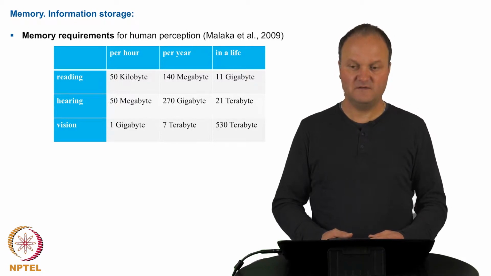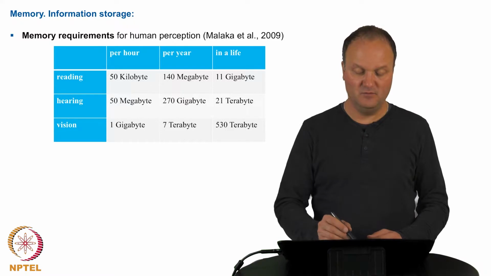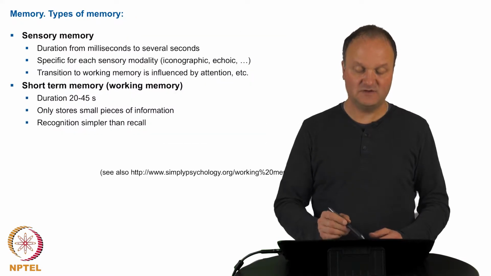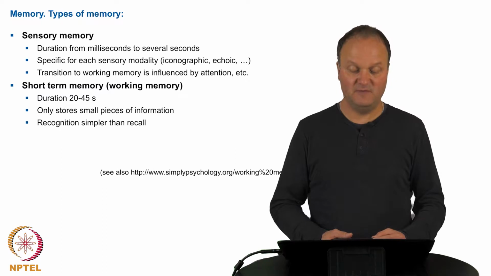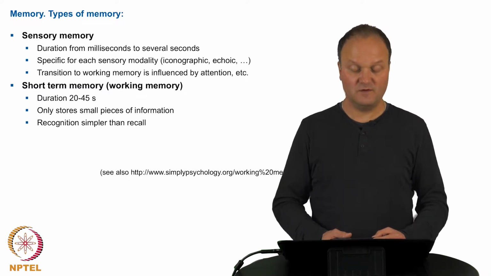In order to store this data, the data is not organized in terms of raw data, but in terms of objects. And this happens in a hierarchical manner in the human memory system. Actually, the human memory consists of 3 layers. On the first layer, we have the sensory memory, which stores information for a couple of milliseconds to several seconds. This sensory memory is modality specific, so that we have an iconographic or an echoic sensory memory.